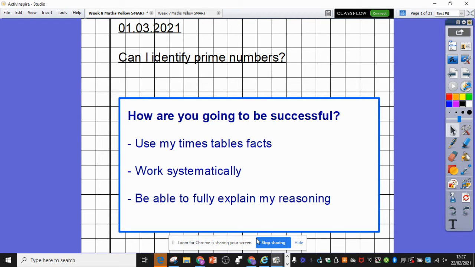Hello Yellow Group. Today is Monday the 1st of March and we are today going to be looking at identifying prime numbers. Now for you to be successful with this, you're going to have to use your times table facts.